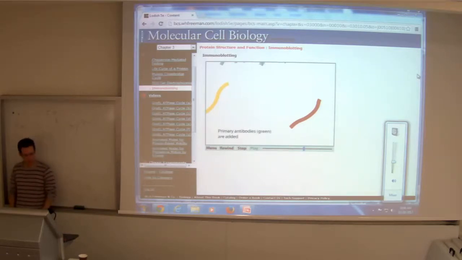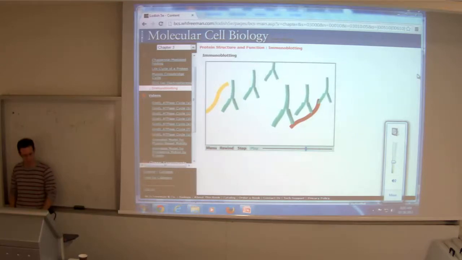A primary antibody, chosen to specifically bind only the protein of interest, the red one here, is then added. The albumin coating keeps antibody from sticking directly to the membrane. After a washing step, only the primary antibody that is bound to the red protein remains.